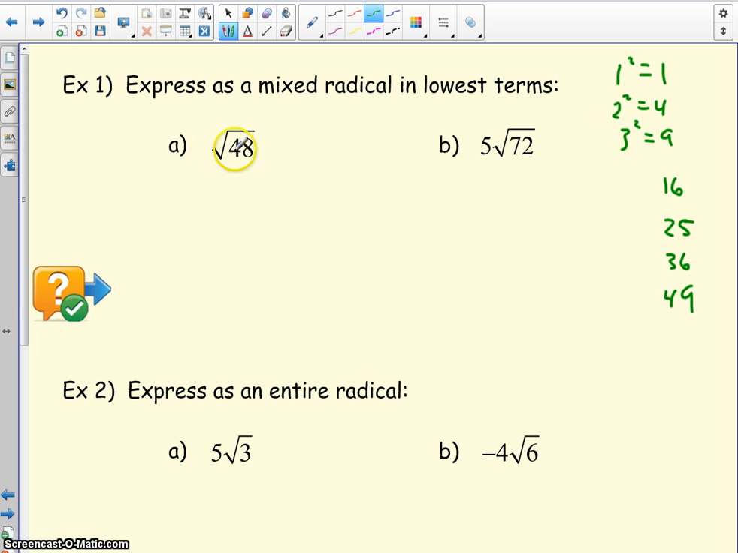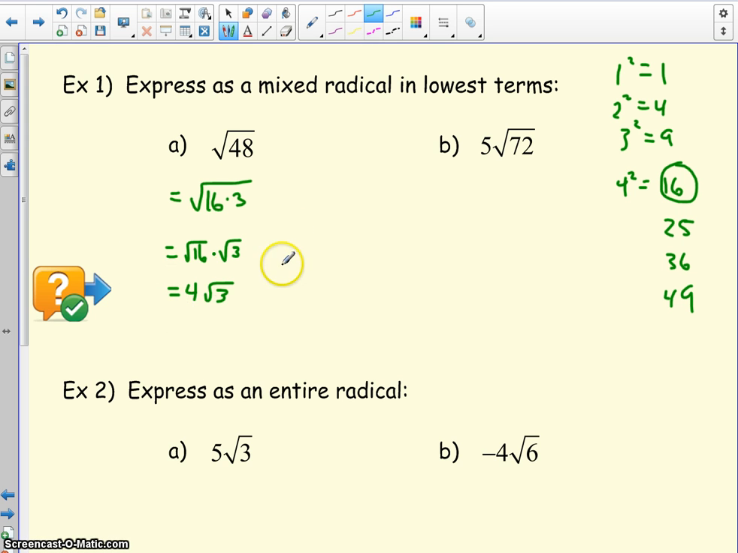Looking at this, the one that jumps out at me is 16. So I can rewrite this as the square root of 16 times 3, because again, 16 times 3 is 48. I'm just rewriting the 48 in a different way. Now, using my multiplication rule, this is the exact same thing as the square root of 16 times the square root of 3, just splitting up into two different square roots. Since 16 is a perfect square, the square root of 16 is a nice whole number, 4. So I wind up with 4 root 3.